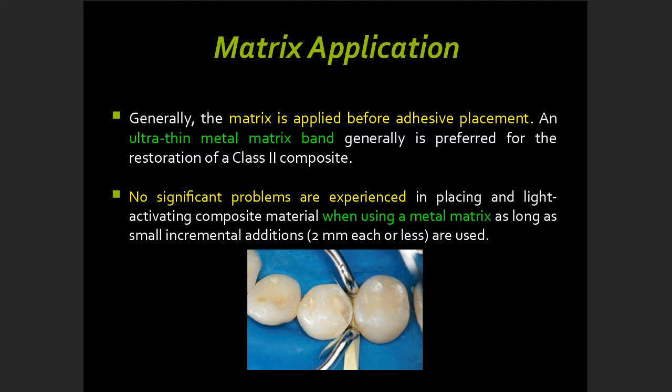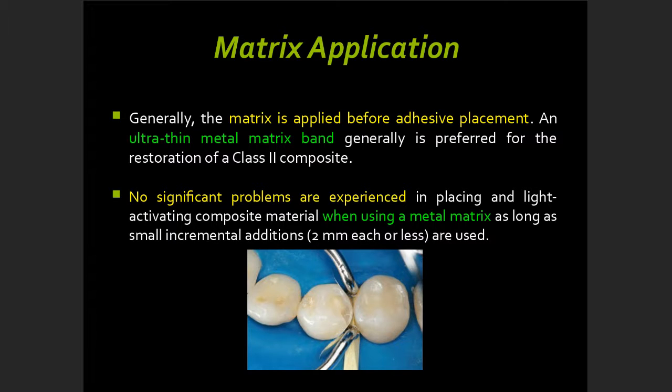Now, when you are doing class 2, you have to apply the matrix band. Generally, the matrix is applied before the adhesive placement. An ultra thin metal matrix band is preferred for the restoration of class 2 composite. No significant problems are experienced in placing a light activating composite material when using a metal matrix, as long as small incremental additions are used. So there is no problem in using the metal matrix with composites in posterior restorations.